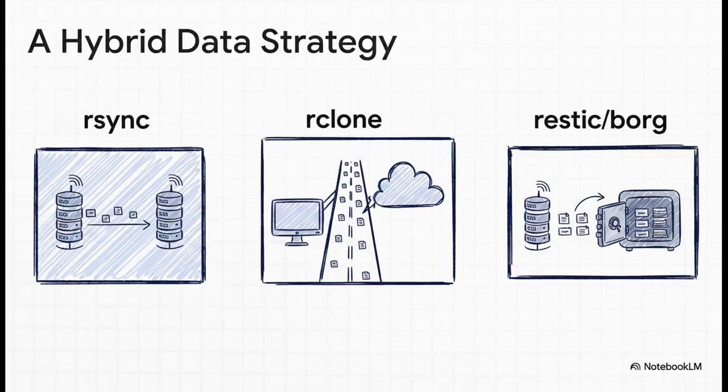So here's the expert move. You don't pick just one tool. You build a strategy. Use Rsync for what it's the undisputed king of, efficient delta syncing between two servers you control. Use rclone for all things cloud and for those messy bulk transfers. And for your truly critical can't-lose-it data, you use a real backup program.